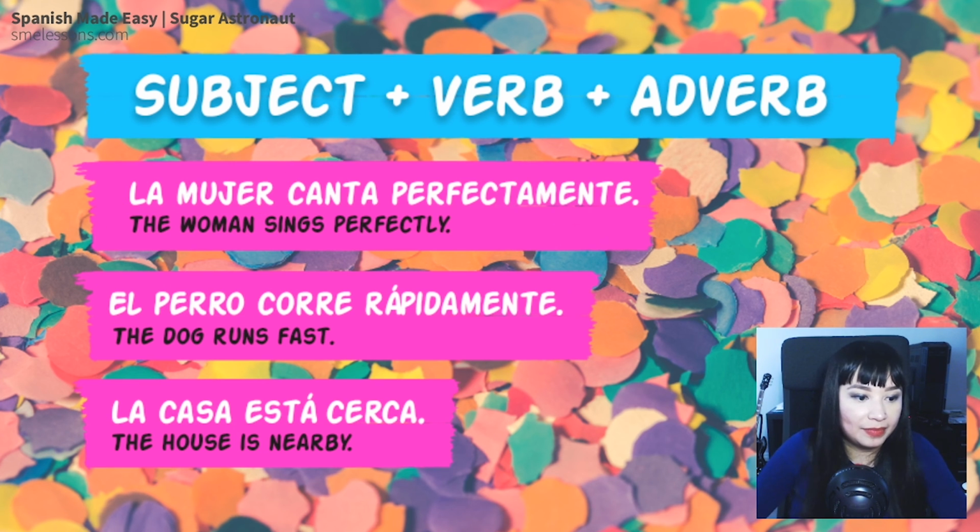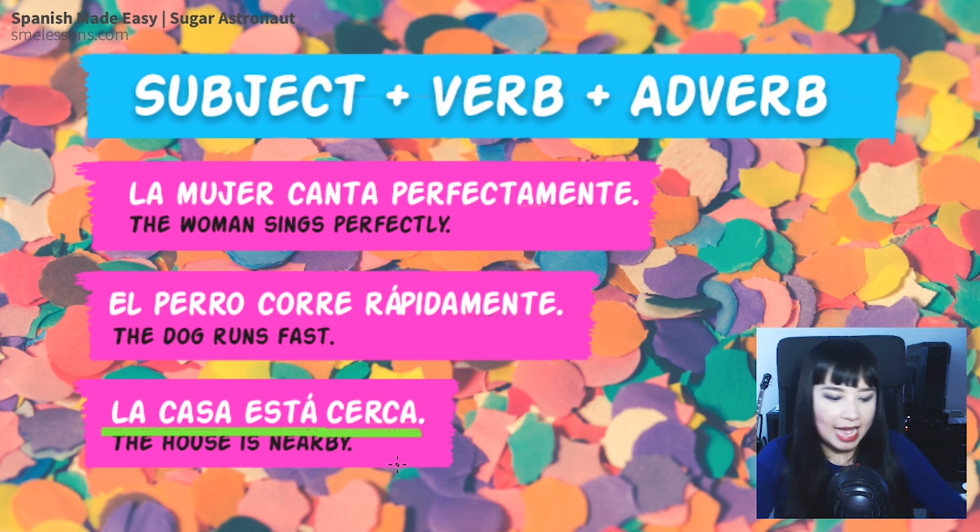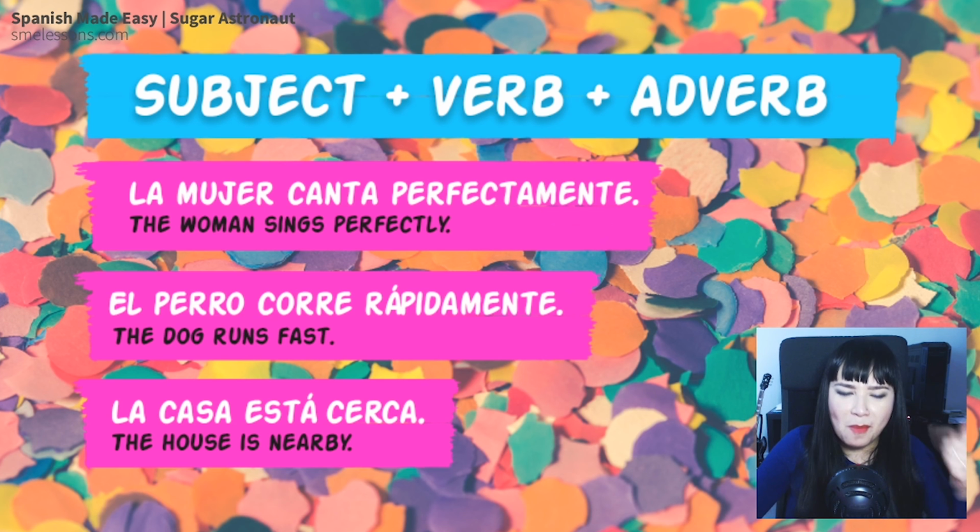Let's move on. As I was saying in this example, la casa is the subject. Está is the verb. And cerca is the adverb. La casa está cerca. The house is nearby. Okay? That's very easy. Let's see more examples.